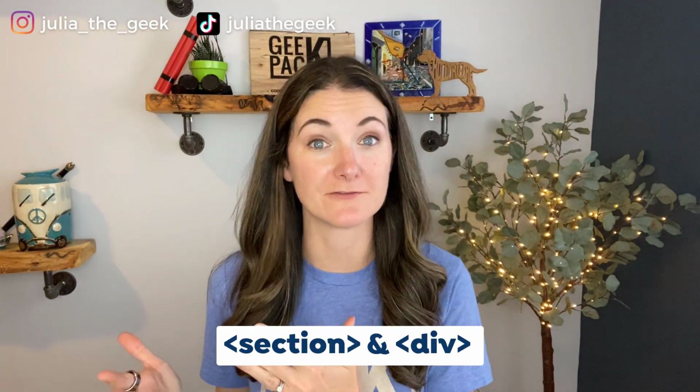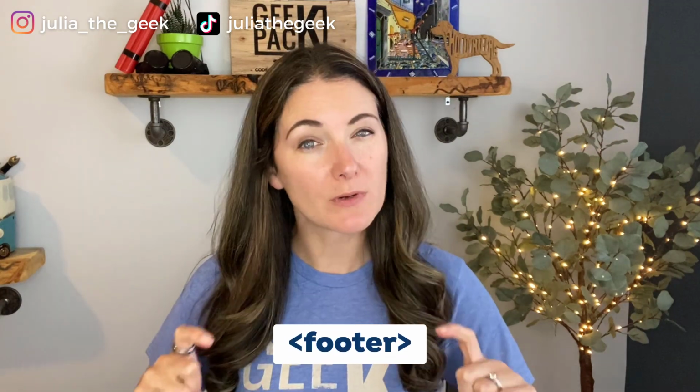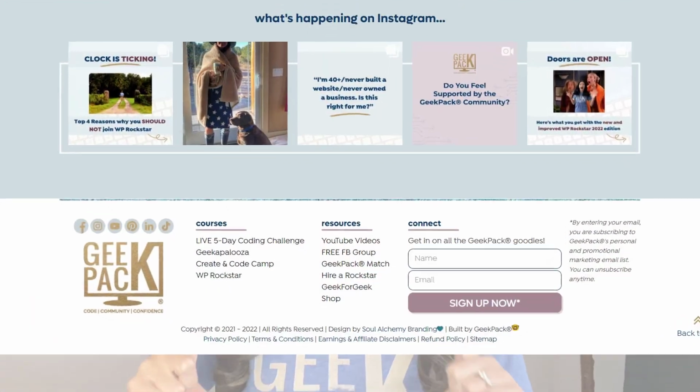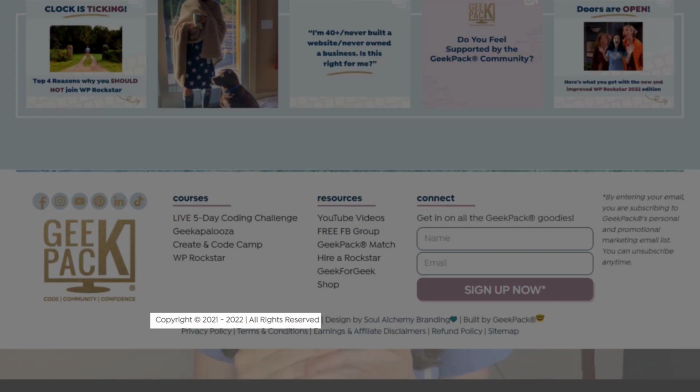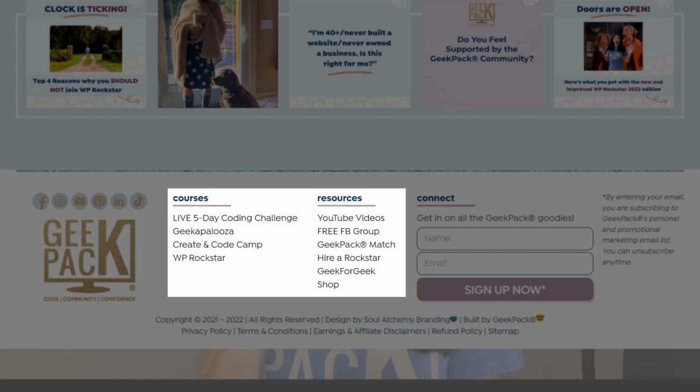Okay, next, let's talk about sections and divs. They're both general containers for your content. They're generally used for styling purposes, so you can group elements within a block and style them all together. And lastly, we have the footer. It's what we see at the very bottom of the page, and it typically includes information like your copyright, your privacy policies, maybe a smaller navigation.